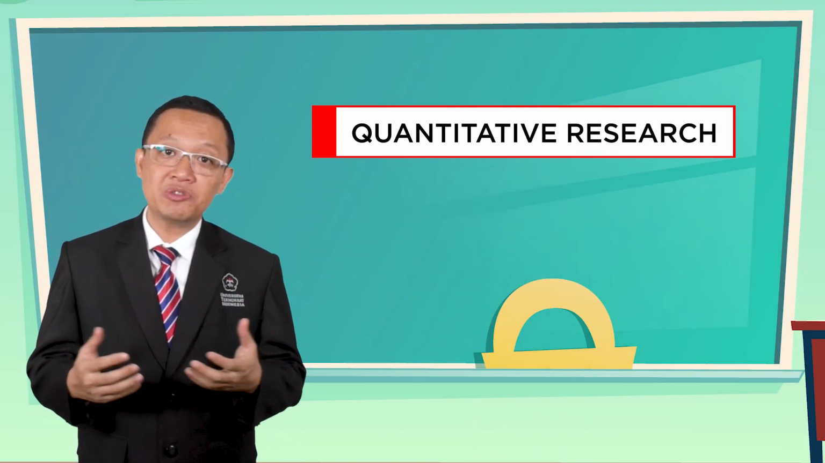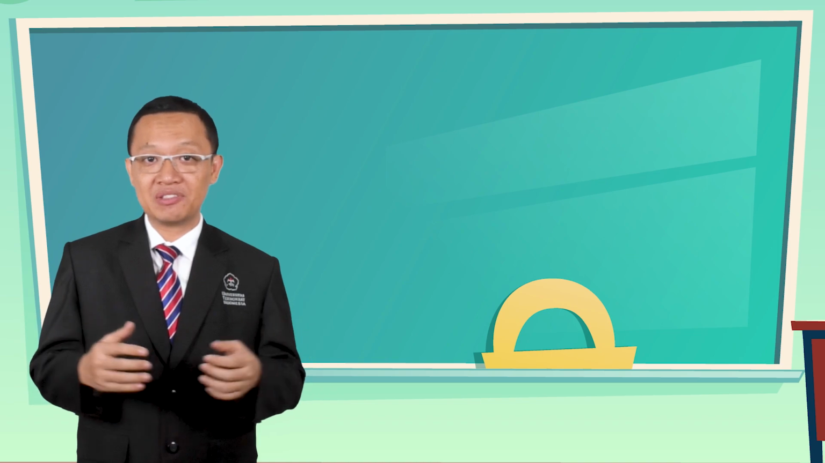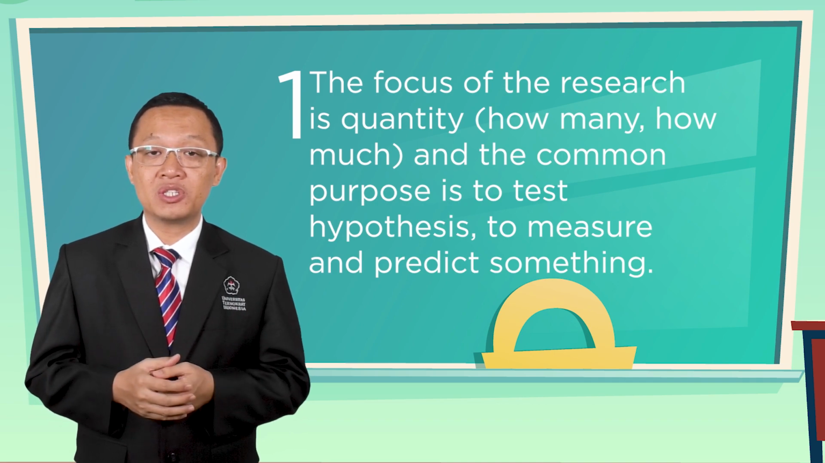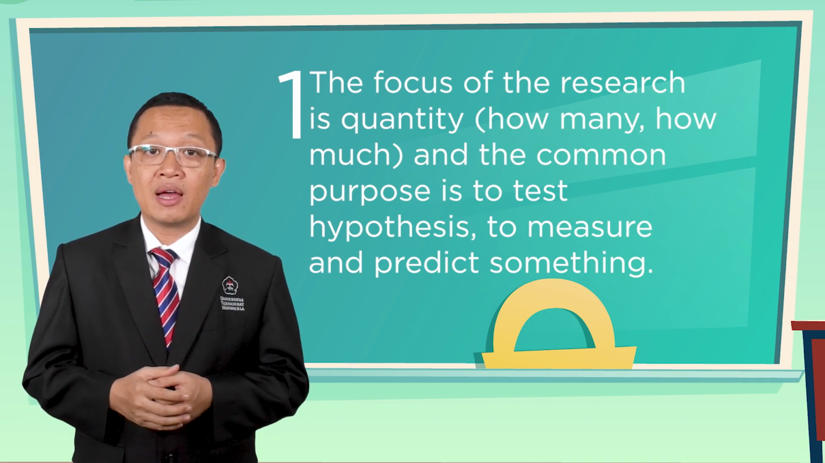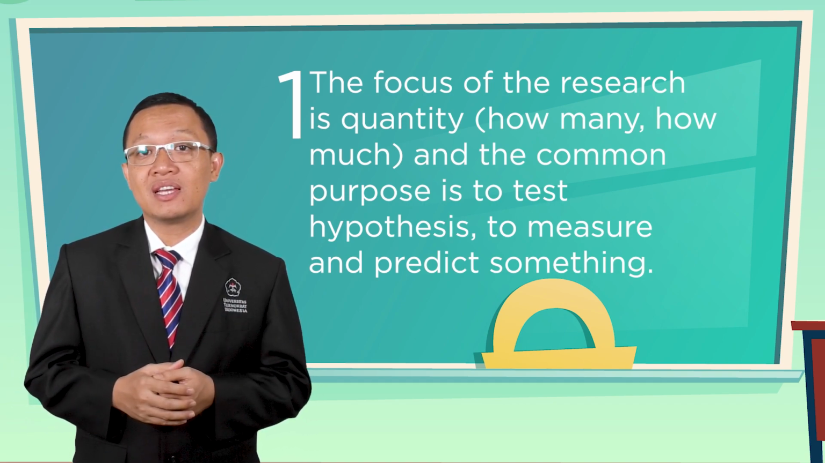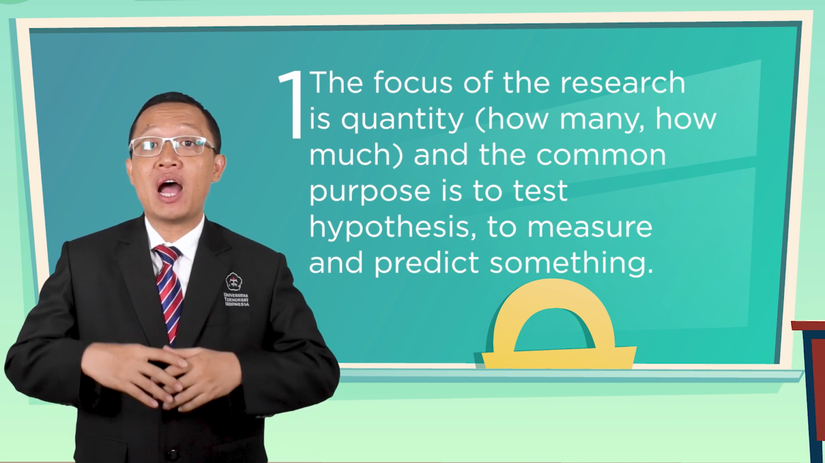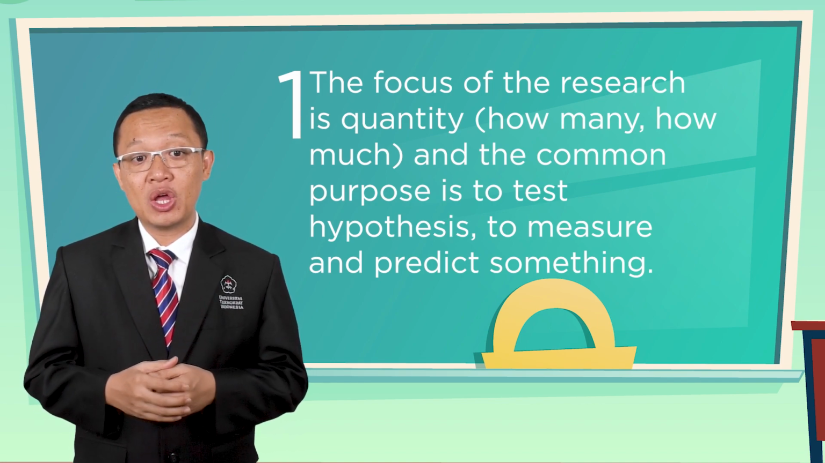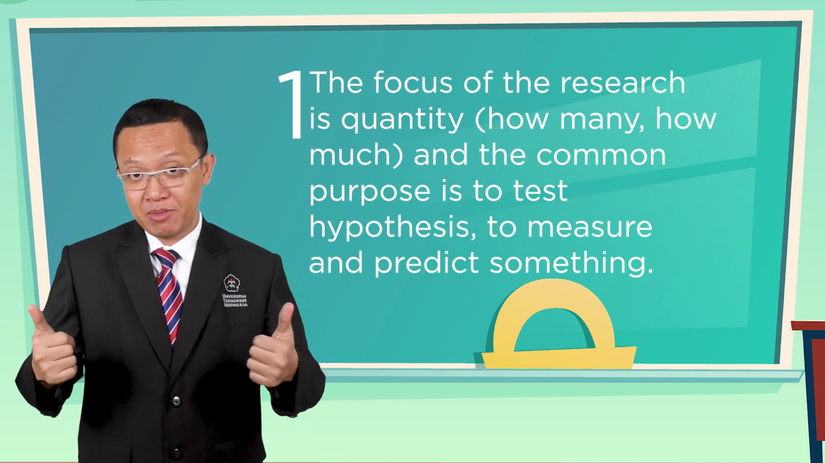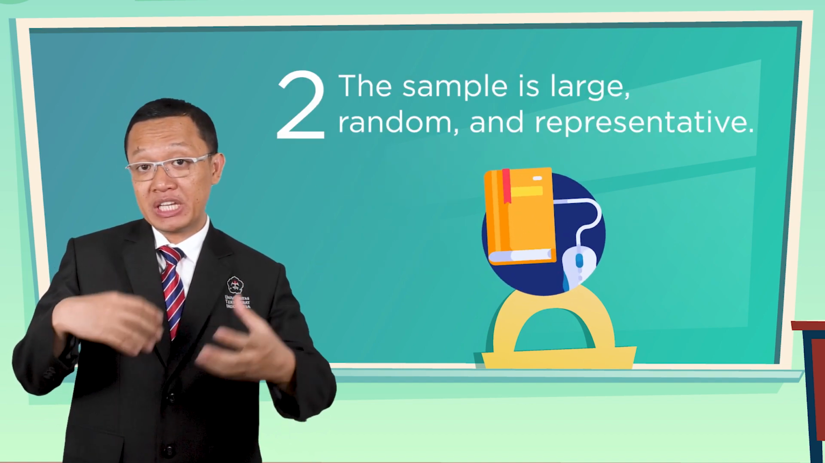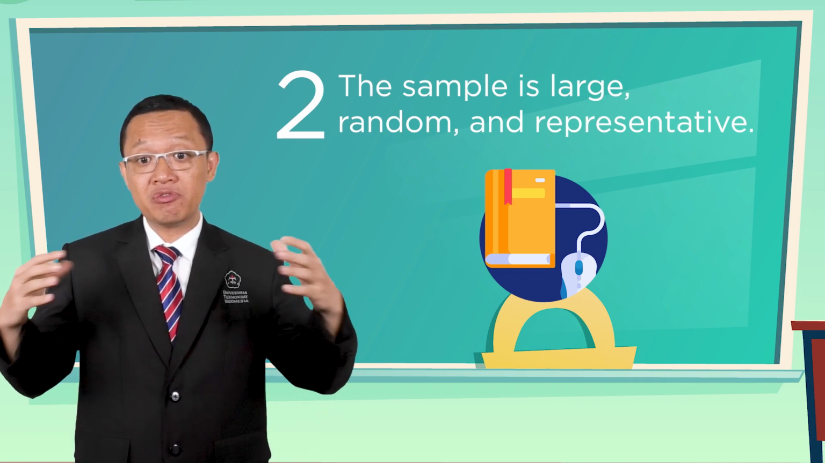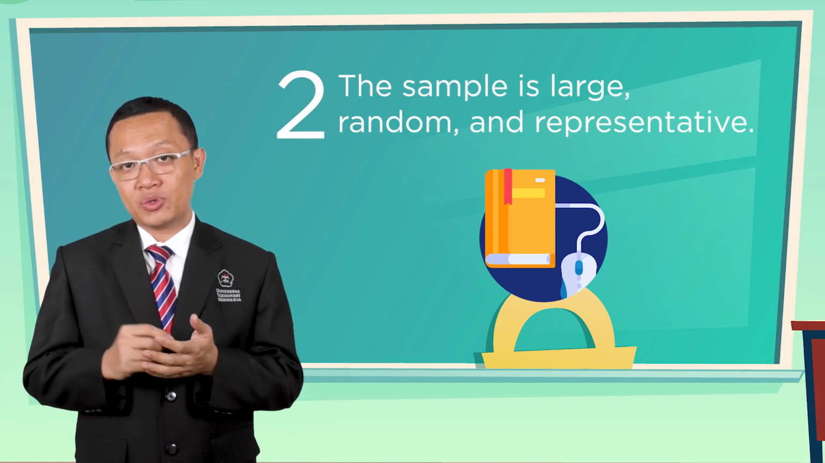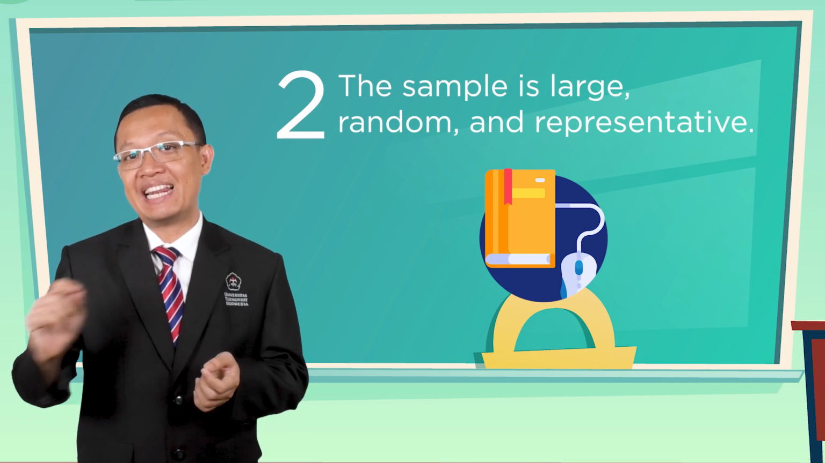We move to quantitative research. There are some characteristics of quantitative research. Quantitative research focuses on number, focuses on quantity. It looks at how many, how much, and the common purpose is to test hypotheses, to measure and predict something. The sample involved is large. It can be random, however, it should represent a population. So, representativeness is highlighted here.